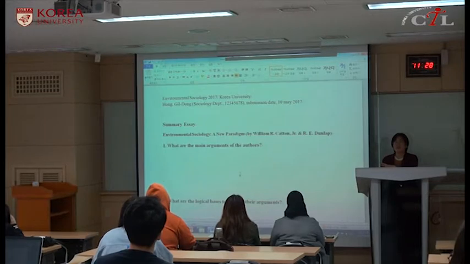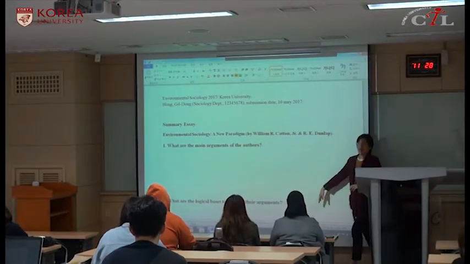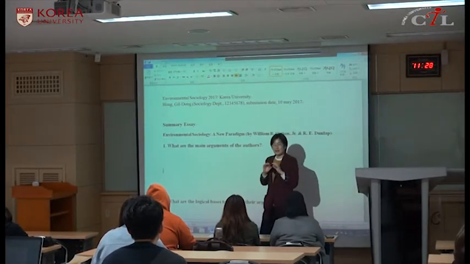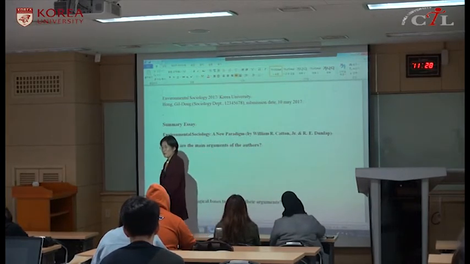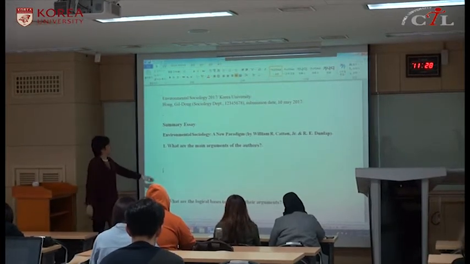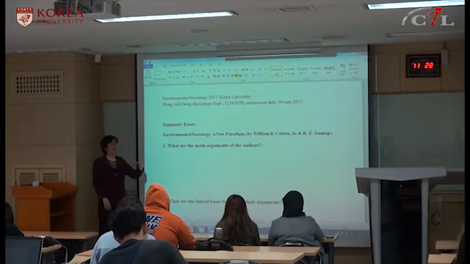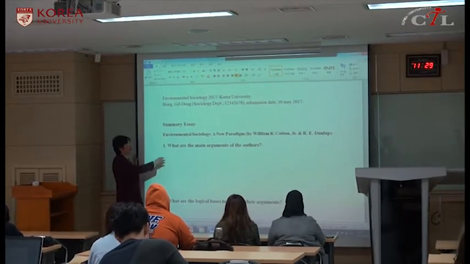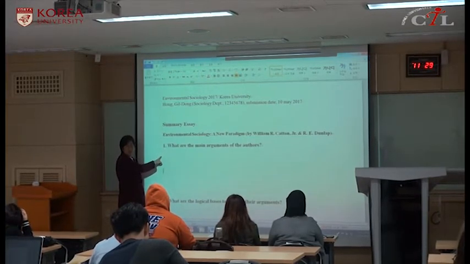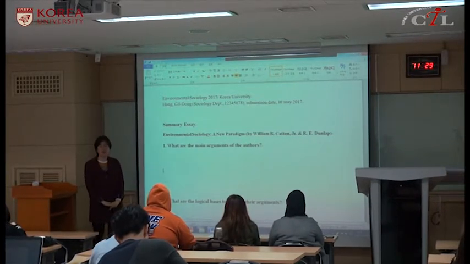Difficult? Okay, because your face becomes very serious. So these two questions should be the titles of your text. The first one is, what are the main arguments of the authors? In summarizing this article, you first respond to this question, and then you respond to the second question: what are the logical bases to support the argument?